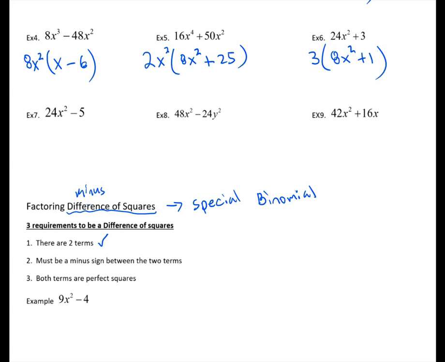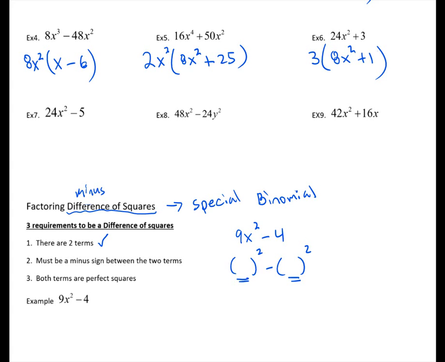So what do I mean by that? Here's an example, 9x squared minus 4. So 9x squared minus 4 is considered a difference of squares. Why? Because it meets all these three requirements. It has two terms, it's a minus in the middle, and the terms are perfect squares. There's something squared that will give you the 9x squared, and there's something squared that will give you the 4. So if you can find something that goes inside these parentheses to give you the 9x squared and the 4, that means that the 9x squared minus 4 is a difference of squares.